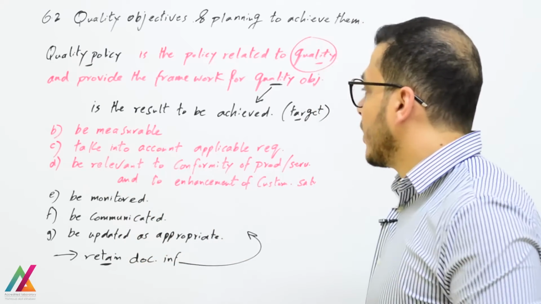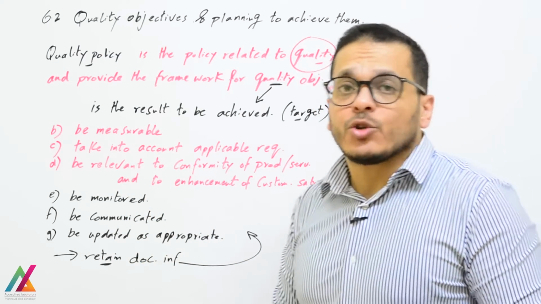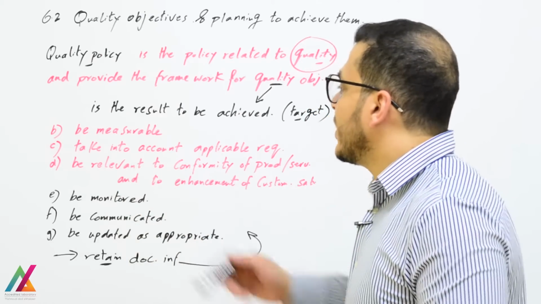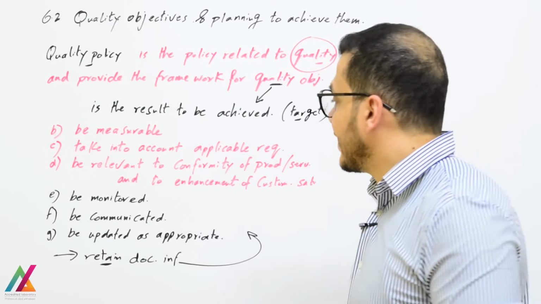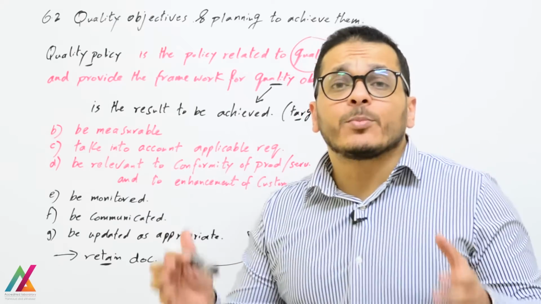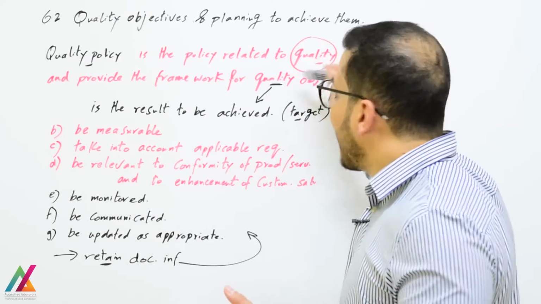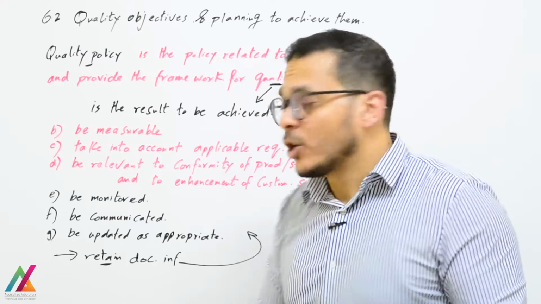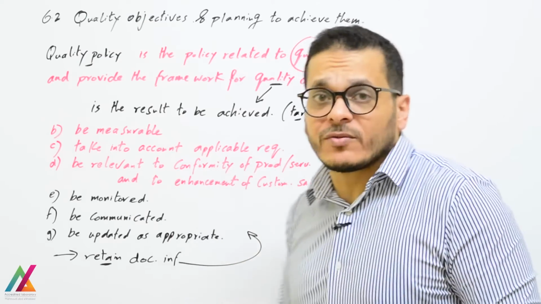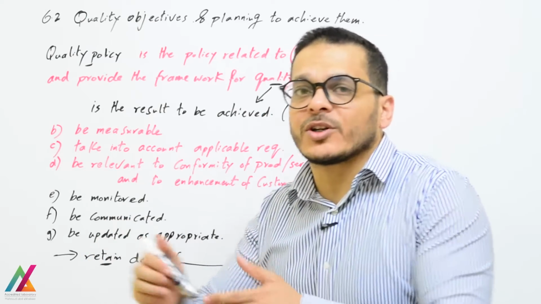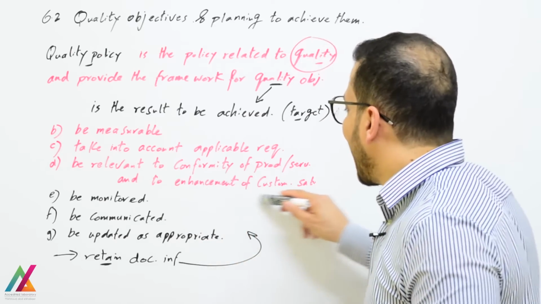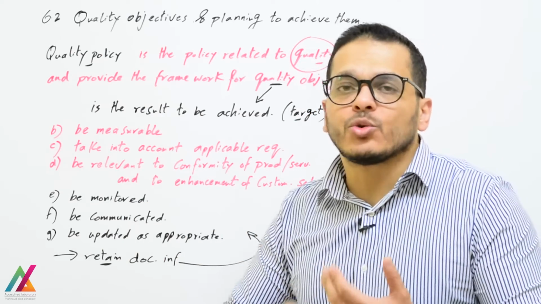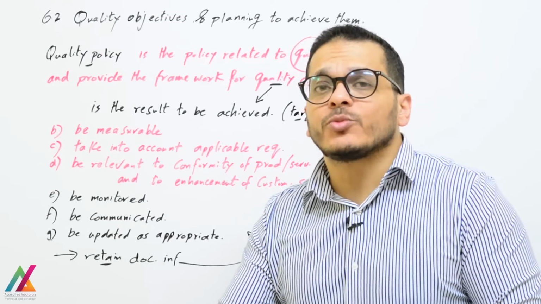And also take into account applicable requirements. You should consider the customer and the regulatory requirements, and objectives should be relevant to conformity of product and service. It's very important. The main target of the organization is to get the product or service which conforms to the customer requirements, because that will enhance customer satisfaction. And it should be monitored. You should monitor whether you achieved these quality objectives or not.